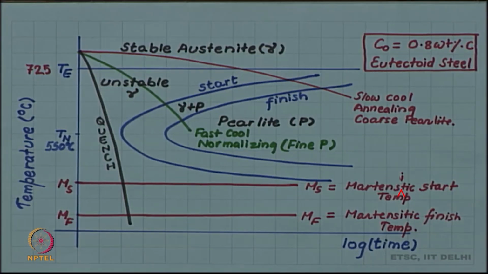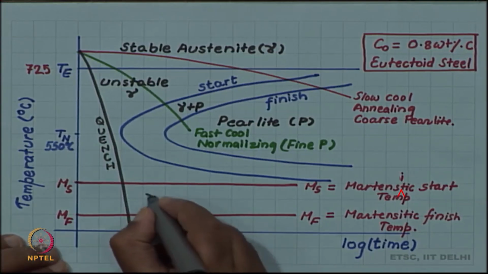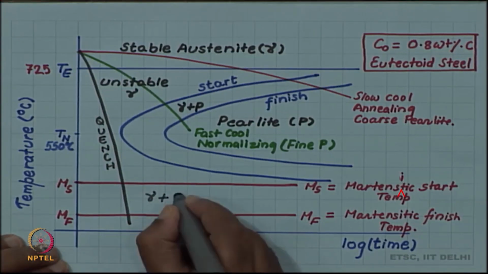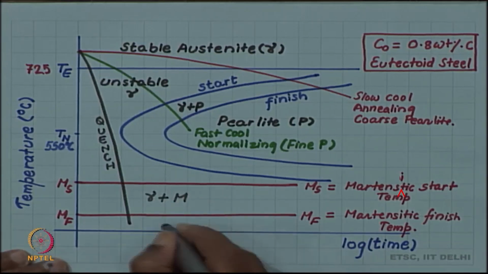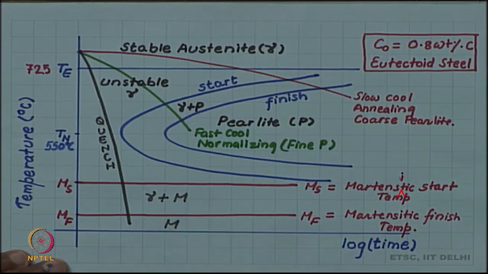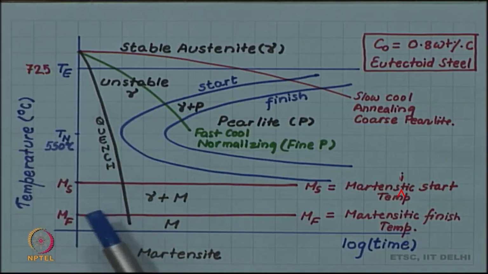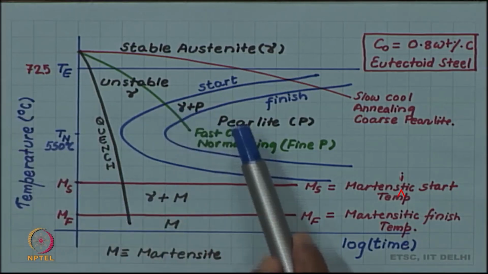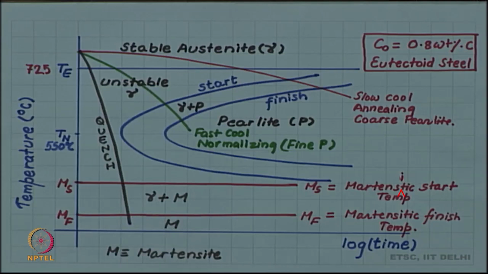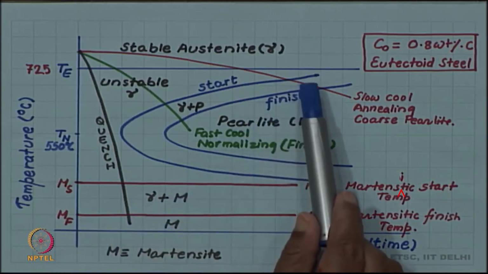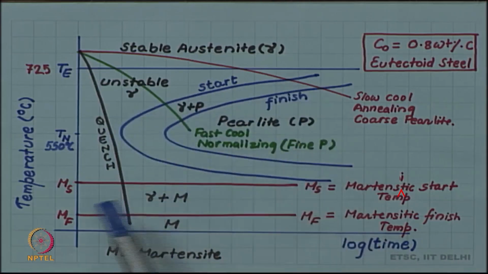So, we can write here the phase as austenite plus martensite. I am using M for martensite, and then below Mf you will have martensite. One difference you immediately see between the pearlite transformation and the martensite transformation is that for pearlite transformation I was having a C curve, for martensite transformation I am having a horizontal line.